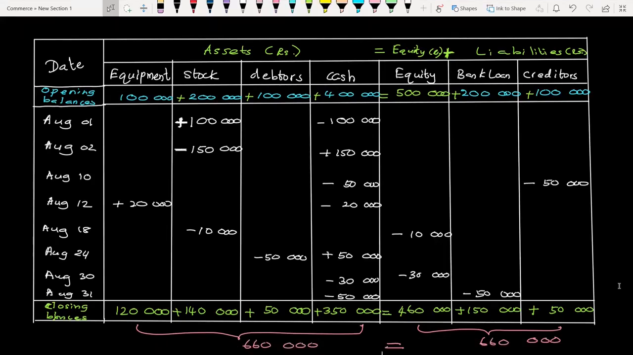I hope you understood simply how to indicate the impact of transactions on the accounting equation using a table like this. Make sure to watch all the videos of the accounting equation series so you can get a better idea about how transactions impact on the accounting equation.